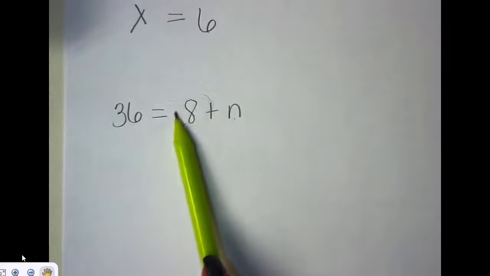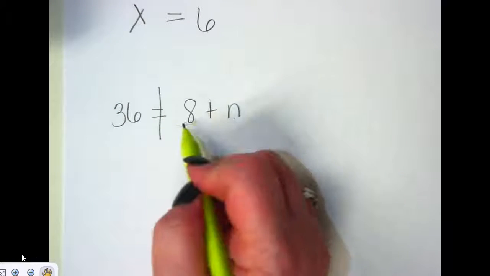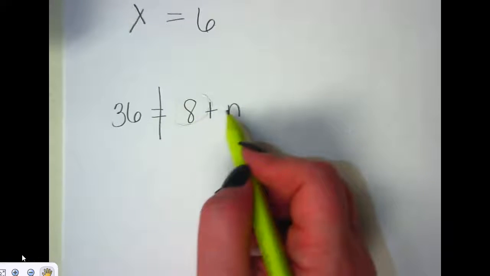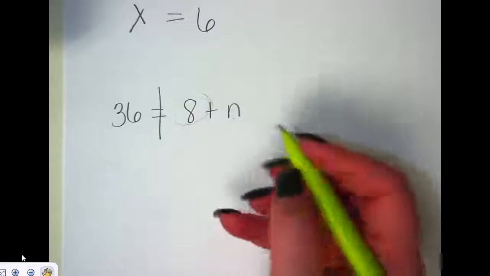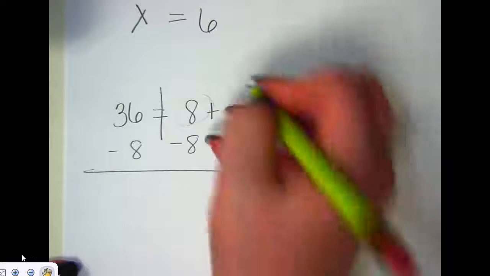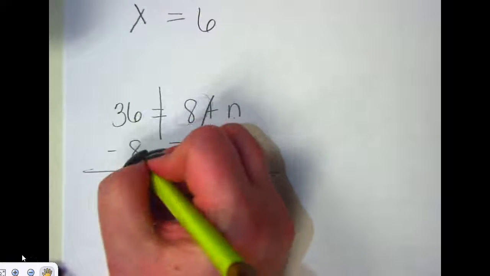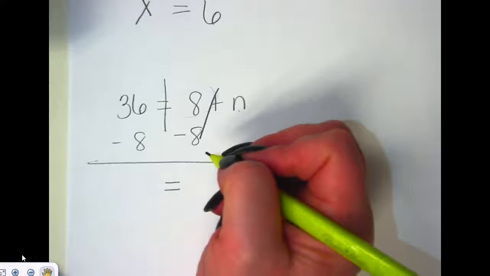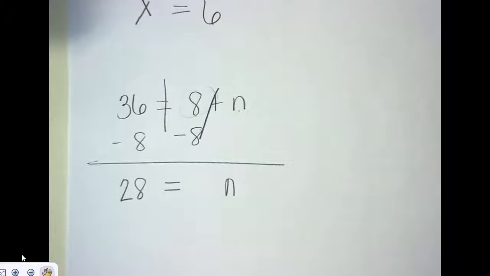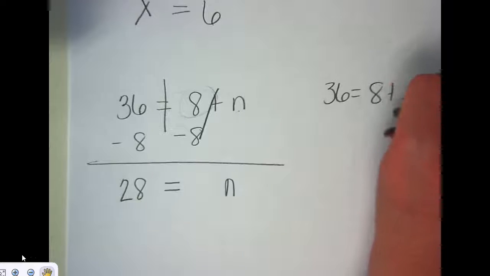How do I get rid of this 8 right here? What am I going to do? Because I don't see a plus sign in front of it. But using the commutative property, this is n plus 8. So what's the opposite of adding 8? Subtract 8 from both sides. And you are left with n, this goes away, equals 36 minus 8. Anybody have an idea of what that is? 28. And then check it. 36 equals 8 plus 28.